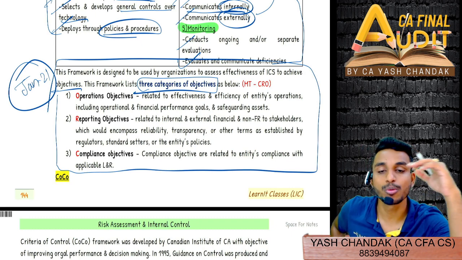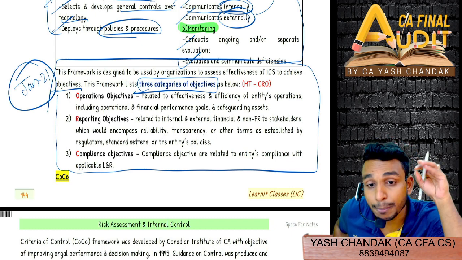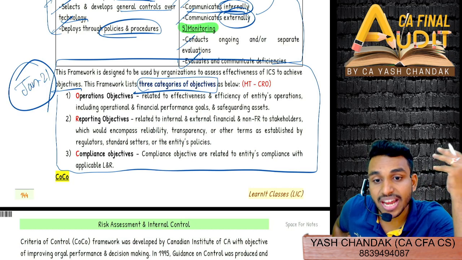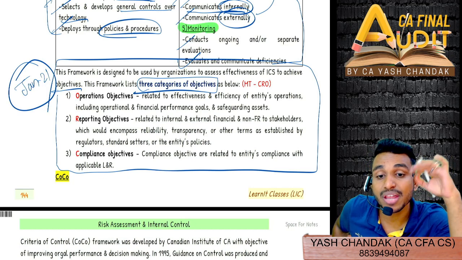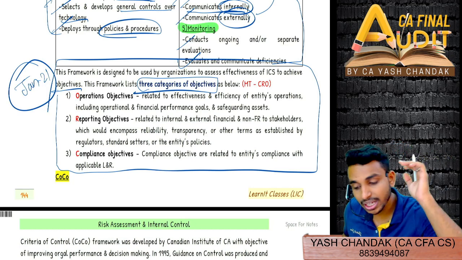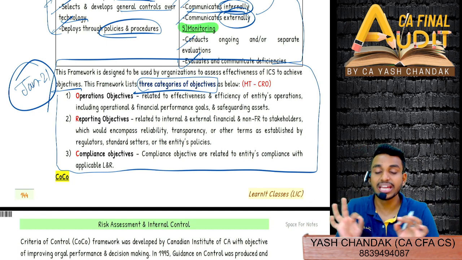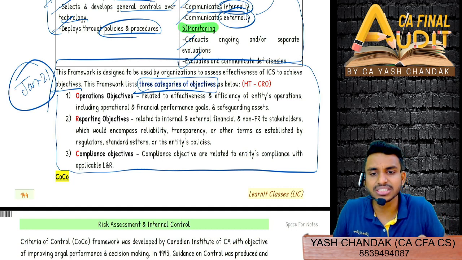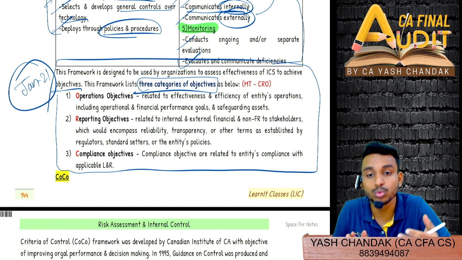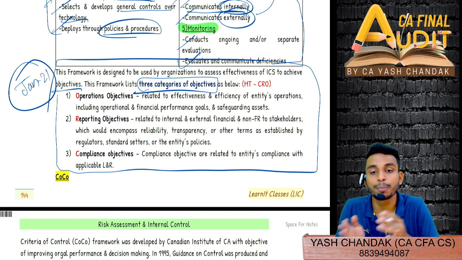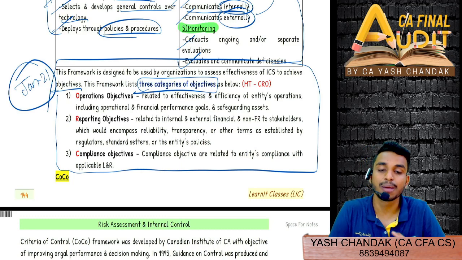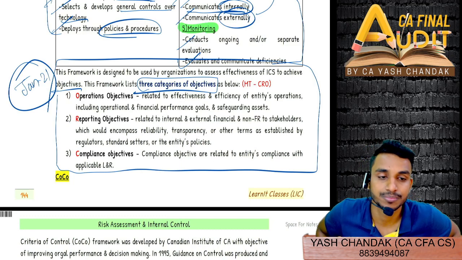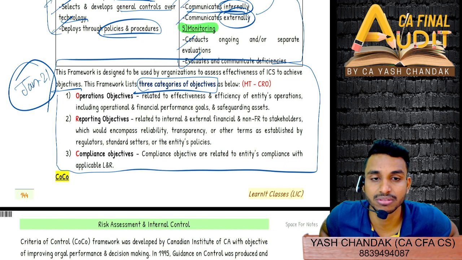So the objective of the COSO principle is that they should be able to implement internal controls such that all their compliance activities are properly followed, all their reporting activities are followed, and their entire objectives with respect to operations of the entity should be such that the operations are being carried out smoothly, and the objectives with respect to operations, reporting, and compliance are being properly achieved.